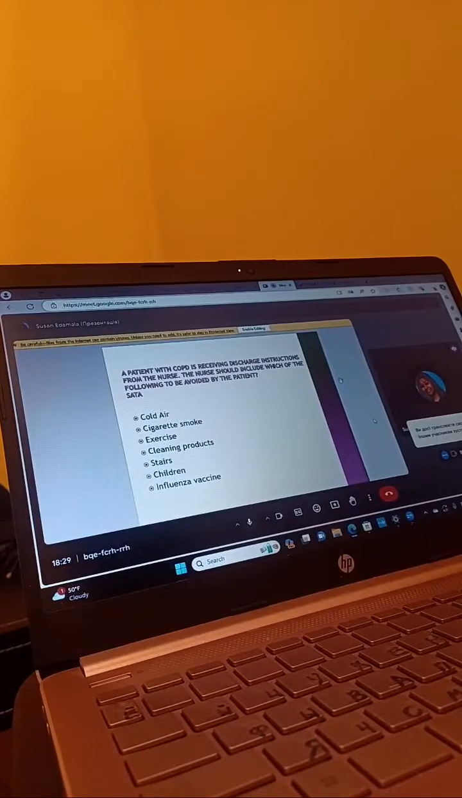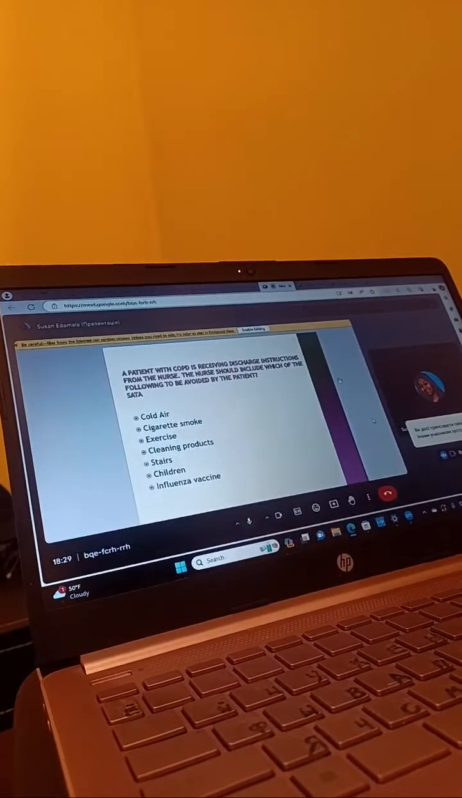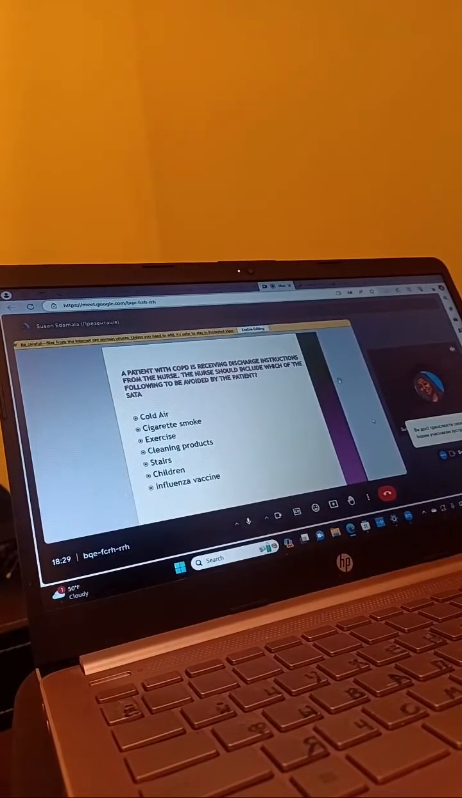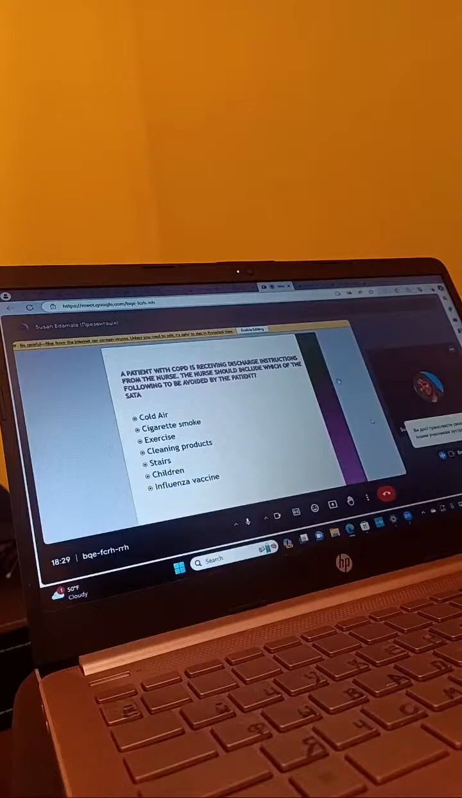Cigarette smoke, good or bad? This is bad. Put in the bad column. Exercise, good or bad? Positive. So put in the good column. Cleaning products. What can happen with cleaning products?